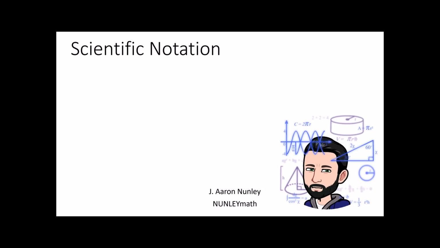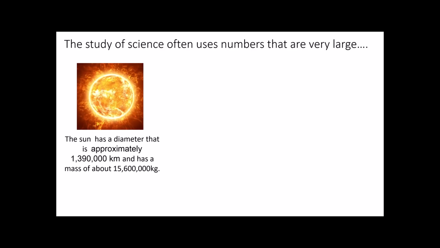So I do want to address that before we begin as well, because science has a tendency to deal with numbers that are much larger or much smaller than we tend to encounter in our daily lives. For example, we talk about the diameter of the sun being 1,390,000 kilometers. That's a large number. Hard for us to get our mind wrapped around exactly what that means. Or the mass of the sun being 15,600,000 kilograms.